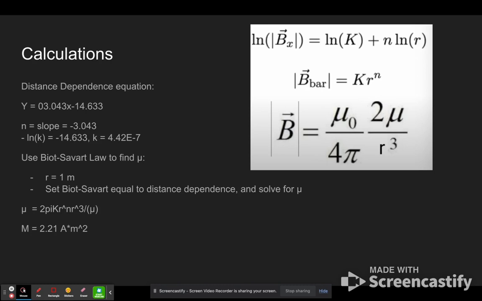Here are some of the calculations we did. We used the distance dependence equation, which is 3.043 x minus 14.633, where n equals the slope, which is negative 3.043. We used the Biot-Savart law to find mu. We knew the radius r, which is the meter stick, is 1. We set the Biot-Savart law equal to the distance dependence and solved for mu. Mu is 2 pi k r to the n, r cubed, over mu. And then we find that m equals 2.21 amperes times meters squared.